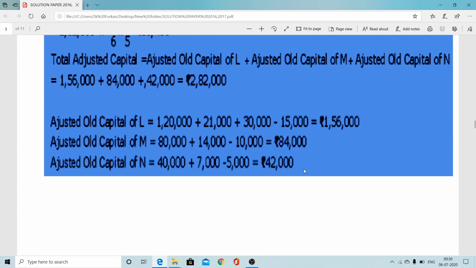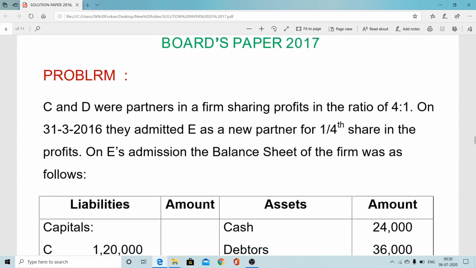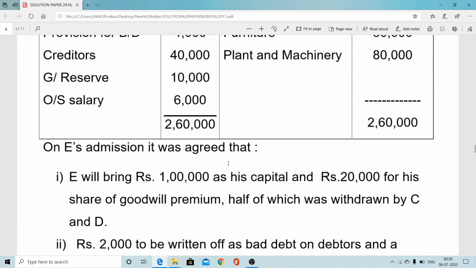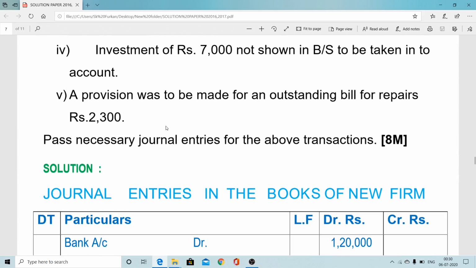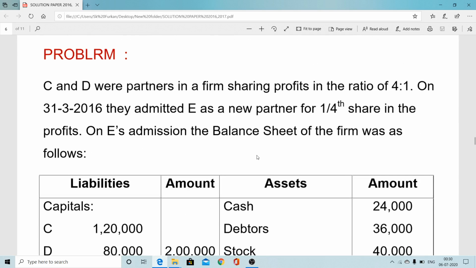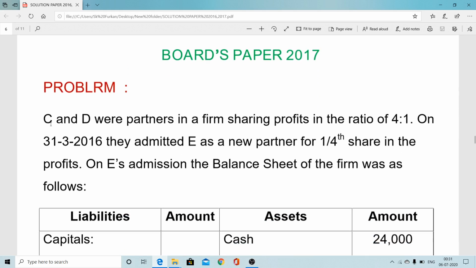Now we'll enter the next year's problem, board paper 2017. It is also an easy problem, but the main difference is that the instruction says only to pass the necessary journal entries for all these transactions. In this case no ledger is required: we cannot open a revaluation ledger or partners' capital, and a balance sheet is also not required. So you can say this year's problem for 2017 is quite easy. Directly we are entering the problem.